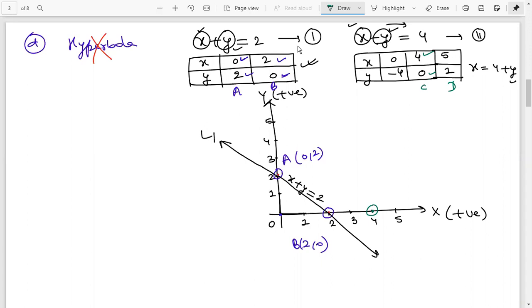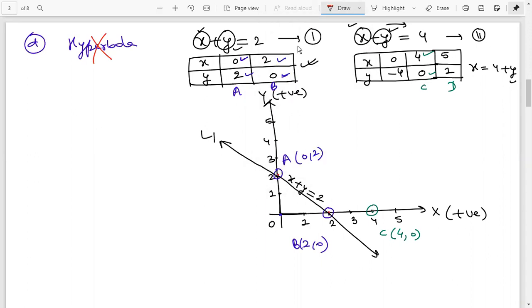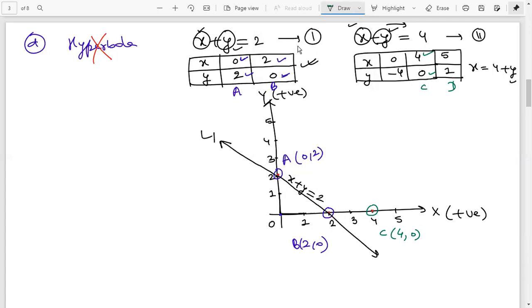Correct. So we have this point C. X first, we write 4, 0. And let me darken this exact point 4, 0, because this is the main point, and then we can circle that particular point. We should name it also: this is C 4, 0. C 4, 0 means on the x-axis y is 0, so x is 4, y is 0.